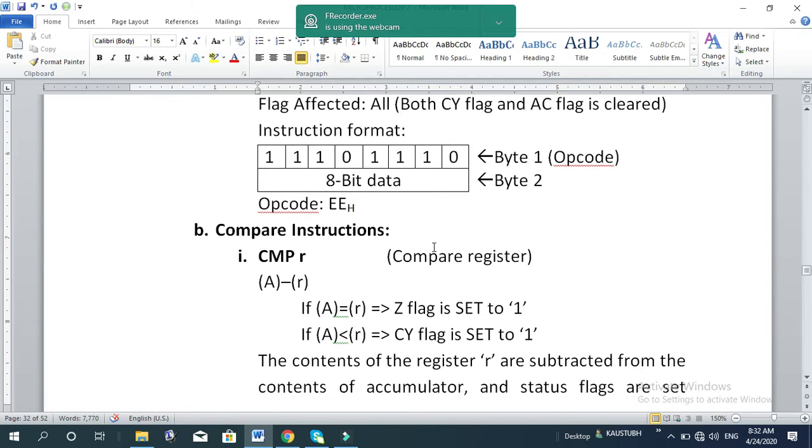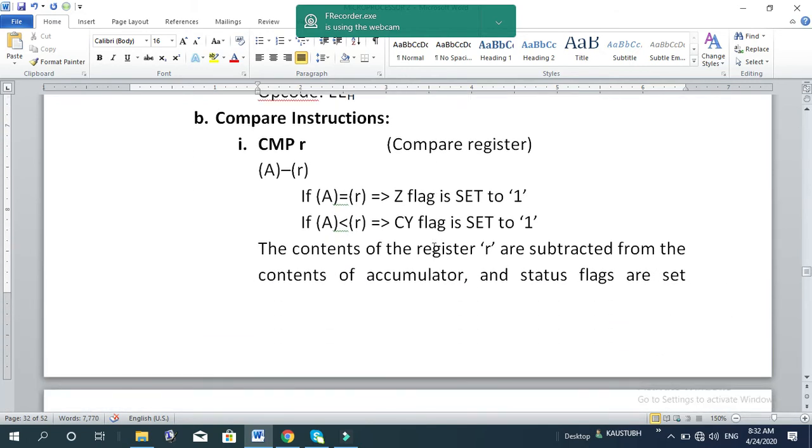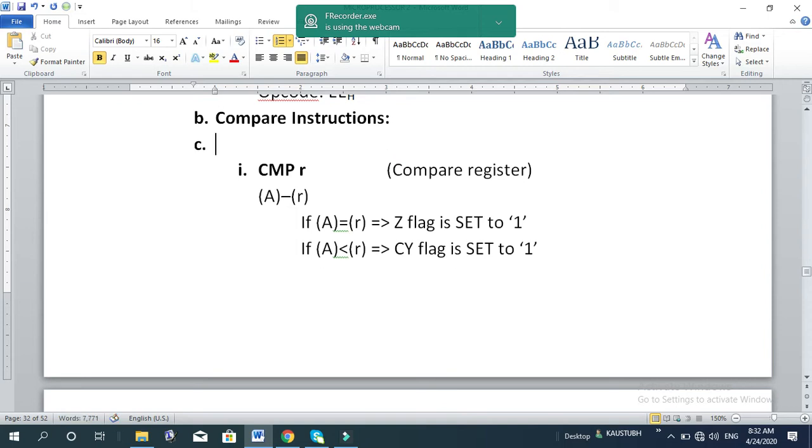Now in the second category of logical operations, there are instructions for comparing. So here the thing to be understood is how we do comparing of two data. Suppose there are X and Y, the two different data which are to be compared. Comparing means whether both are equal, or X is greater than Y, or Y is greater than X. That is what is called comparing.